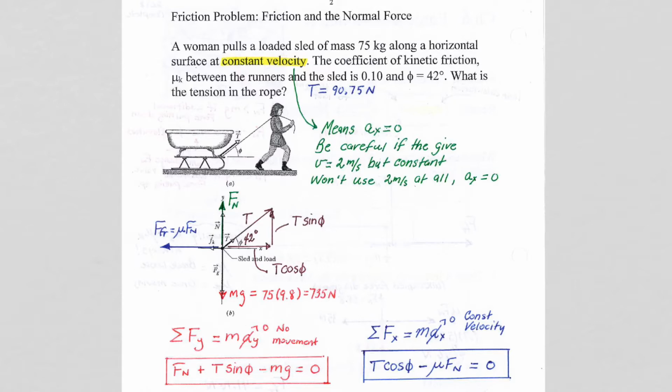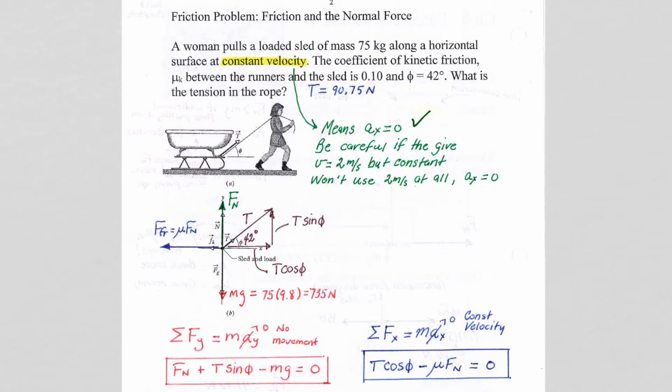So that means the bathtub and the sled together have 75 kilograms of mass and are being pulled along a surface at constant velocity. Constant velocity is really important. That's language that you should immediately recognize as telling you that there is no acceleration in the x direction.